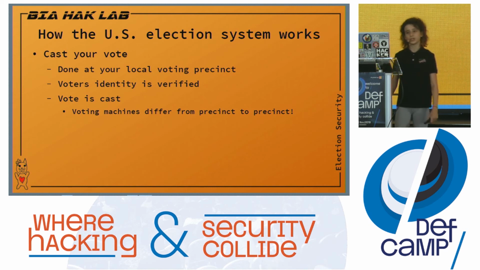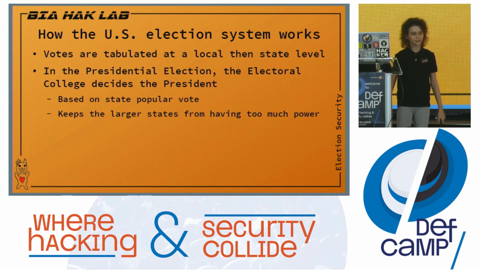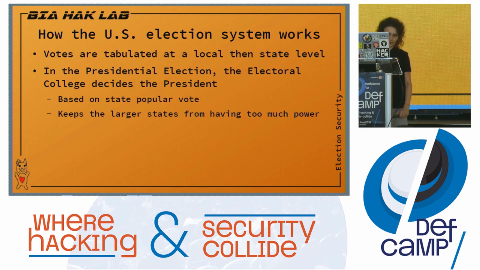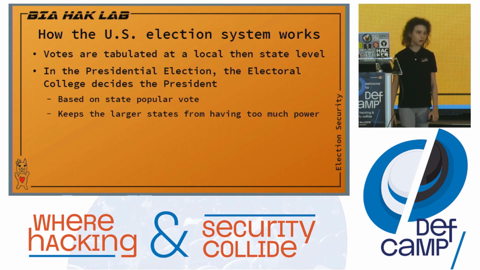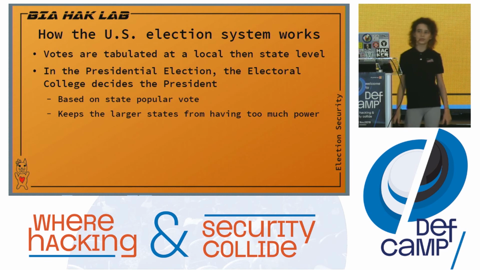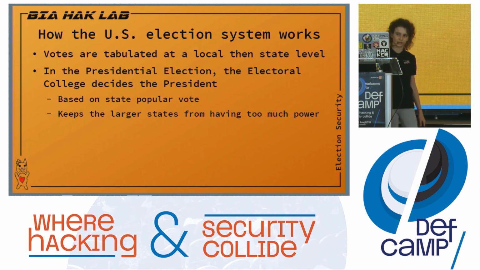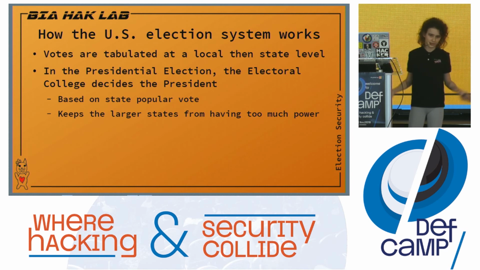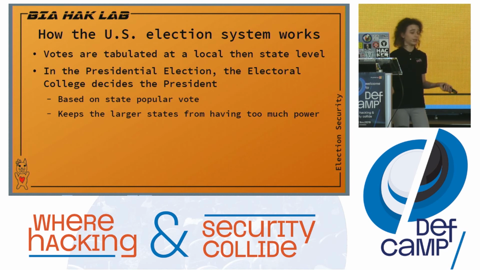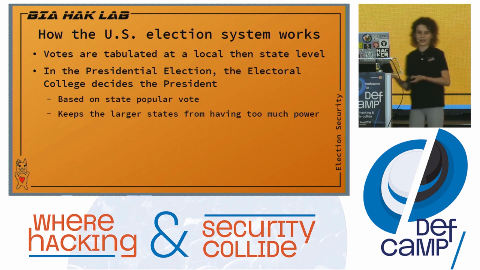The voting machines differ from precinct to precinct. Then, the votes are tabulated at a local, then state level. In the presidential election, the Electoral College decides the president. This keeps the larger states from having too much power and is generally based on the state's popular vote. The Electoral College can be a talk in itself, but I'm just keeping it short for you guys.